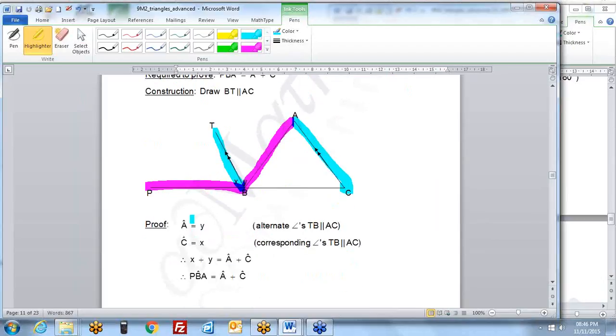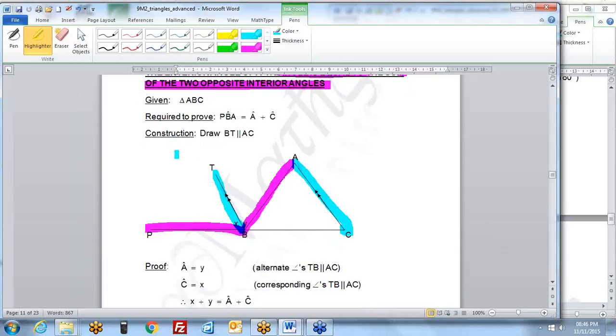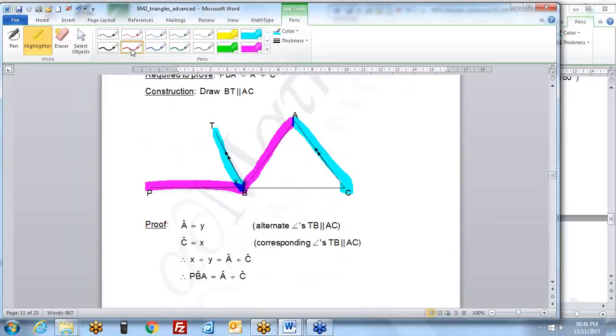So prove that angle A equals Y. Right? Alternate angles, TB equals AC. So you can see we're using the alternate angles, the Z there. And you can make it easier for yourself by just using colors.